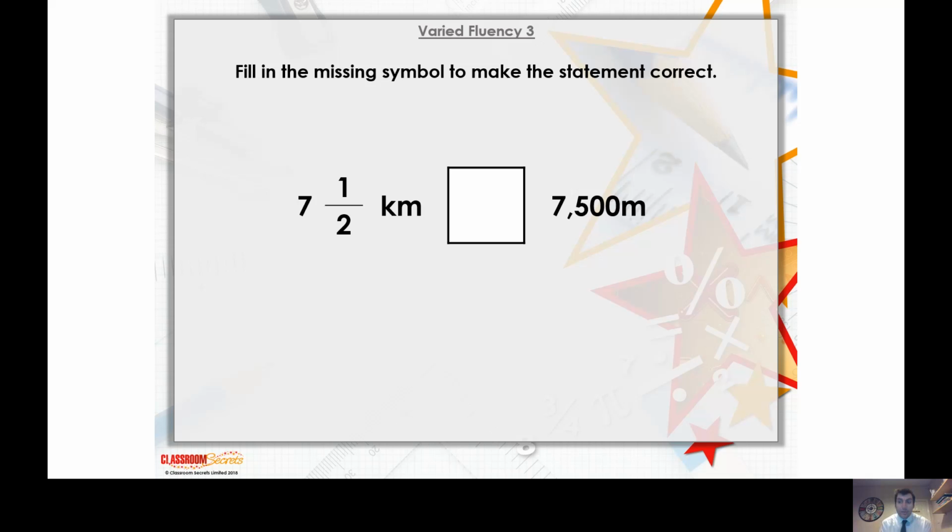If I'm not sure, I can remember that it's 1,000 meters in 1 kilometer. And now I can work through and I can identify that 7 times 1,000 will be 7,000. Half of 1,000 is 500. So 7.5 kilometers is equal to 7,500 meters. Okay, so I should be able to work that through now.